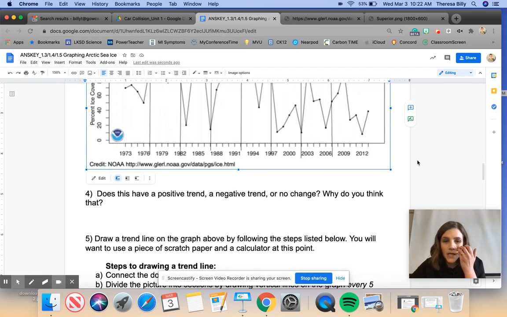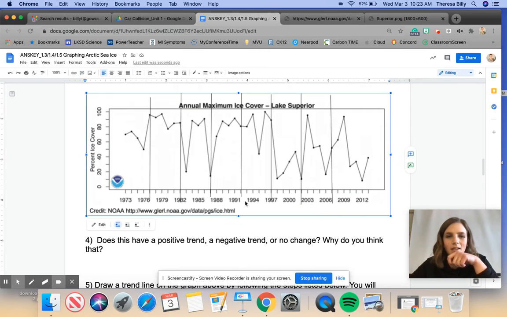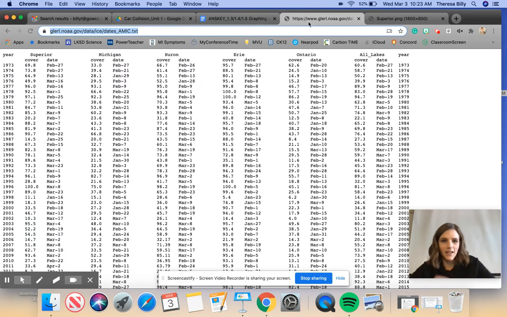All right. So then the next chunk says to calculate the average of the data points within each 5-year time period that you just clumped together. So the first chunk has 1, 2, 3, 4, 5 data points. Now you're probably thinking to yourself, oh my gosh, Mrs. Billy, please tell me that we don't have to figure out what those numbers are because the graph doesn't give that much detail. Well, happy day for you. I actually found the data table that goes with it. So there is a link that I've posted that has that data. If you click on it, it looks like this. And yeah, it's super boring looking, but it's very easy to read.